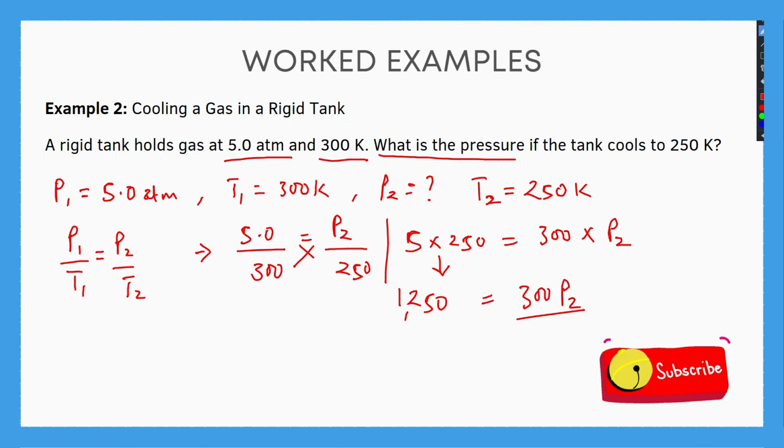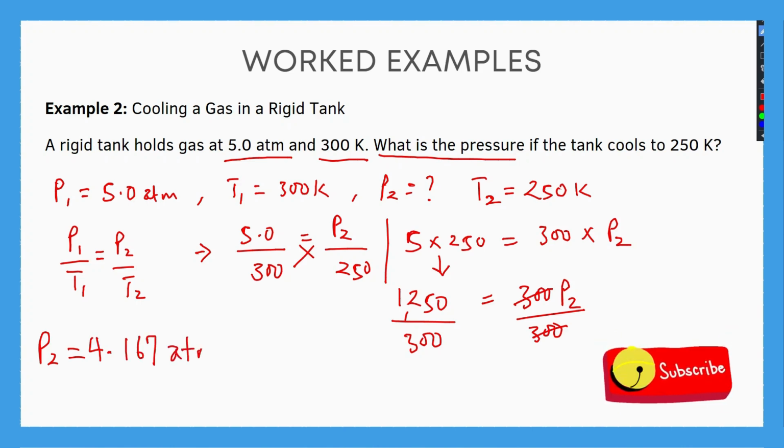So to find P2, we simply divide both sides by 300. So over here, 300 cancels 300. P2 now becomes 1250 divided by 300. So that becomes 4.167. What's the unit? Atmospheres, because pressure in this case was measured in atmospheres.